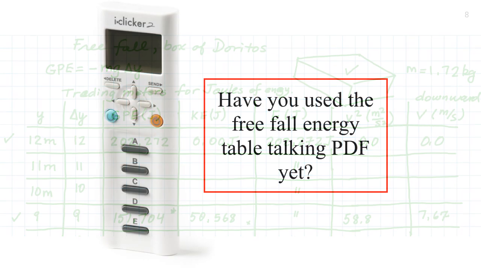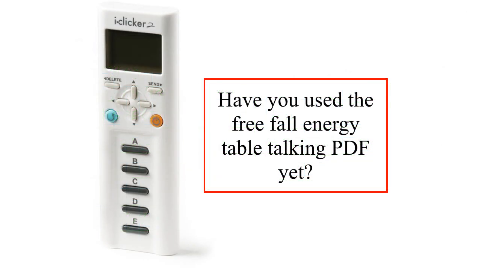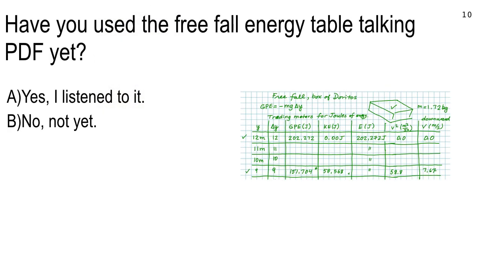Now, I have an iClicker question for you. Let me get it started. And this iClicker question on frequency DD is just a survey question, so I'm going to mark both of these answers correct. Just give me what you got. Have you used it yet? Have you listened to it yet? Or no, you have not? Just give me what you got. And I've now marked both of these correct.